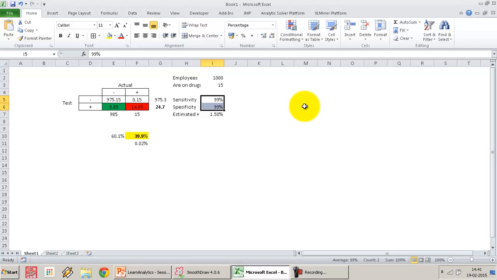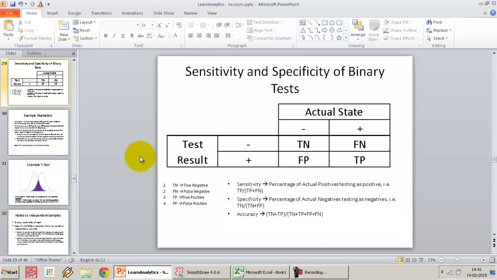Having both very high requires actually a very accurate test. And even in cases we are able to push sensitivity and specificity up to 99%, it may not be enough. As we've seen over here, out of those testing positive, almost 40% of them are actually not positive, right? But out of those who are testing negative, almost 99.9% of them are negative, right? So one kind of the error is very small, the other kind of error is very large, even still over here, right? And this was an illustration of sensitivity and specificity of binary tests.